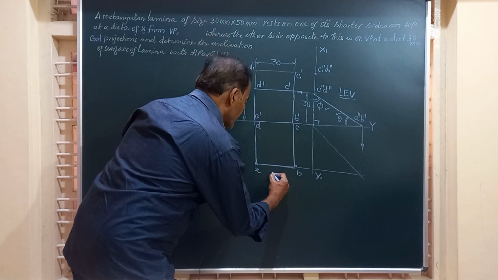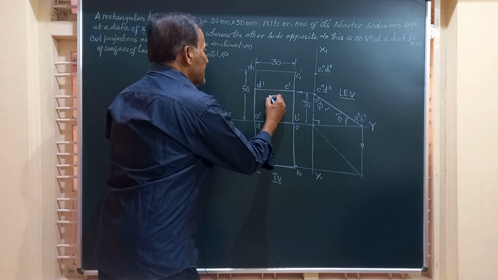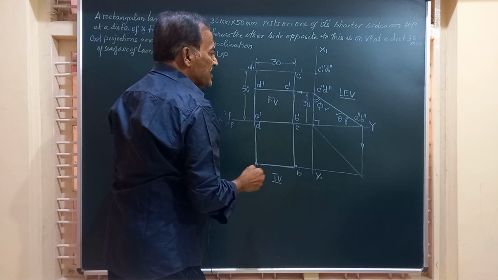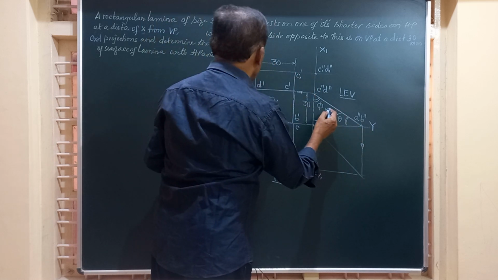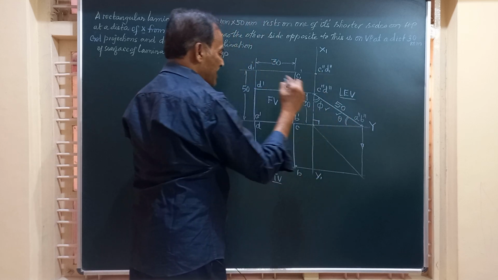Friends, this is the final top view, and this rectangle is the final front view, and you have to show all these construction lines. And remember, this length is equal to 50 mm, which is same as this height.